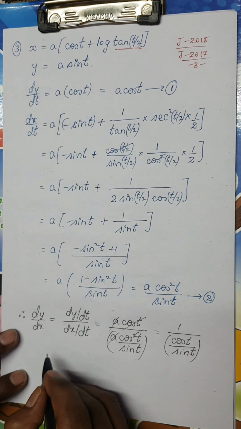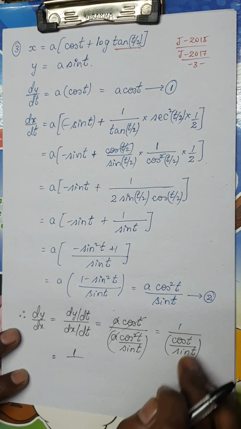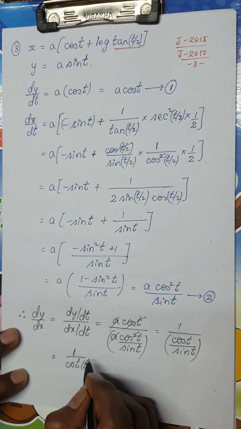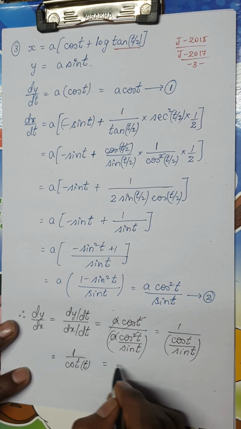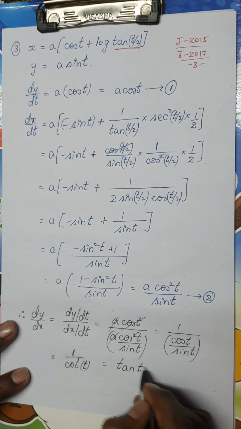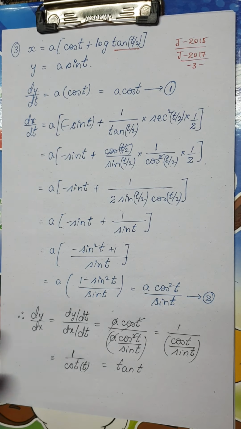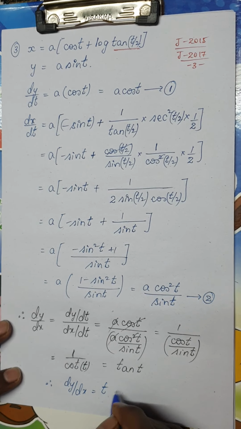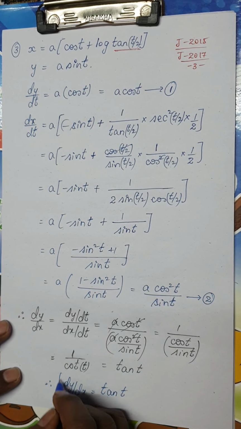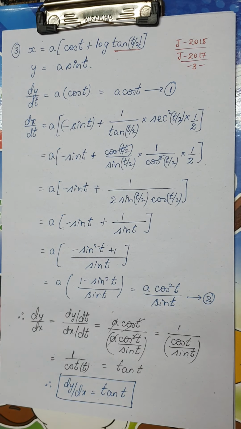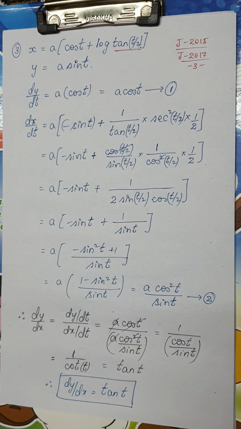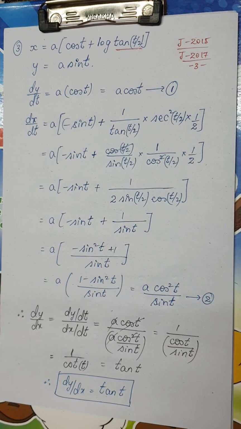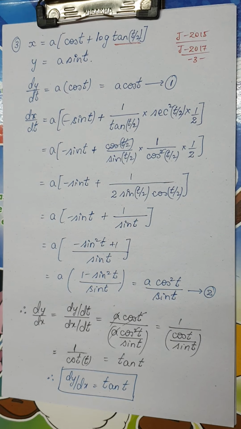So this is nothing but 1 divided by, what is cos by sine? We know it is nothing but cot t. And the reciprocal of cot is nothing but tan t. Therefore, you can finally write dy by dx is nothing but tan t. So this is the solution for this question. Though it looks quite lengthy, if you practice these problems, you can easily do this. Shall we move on to the next one?